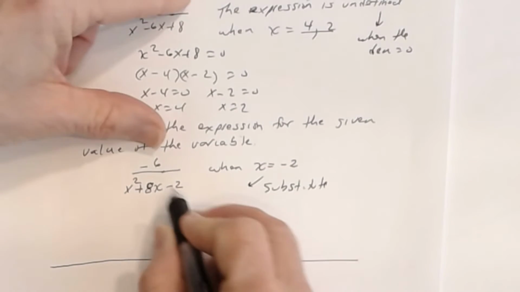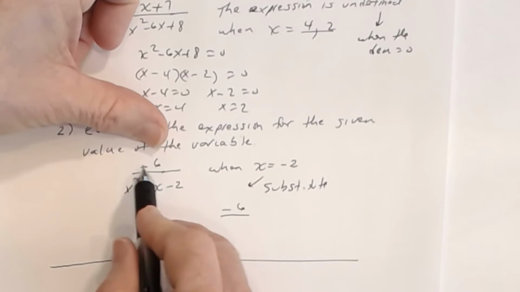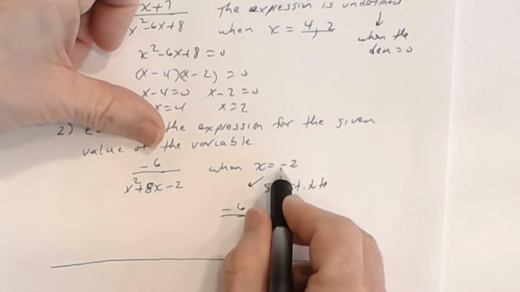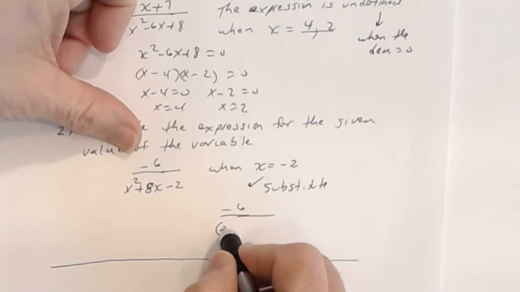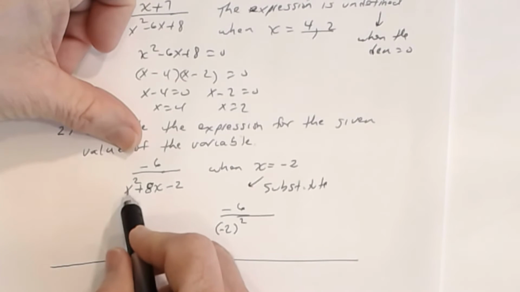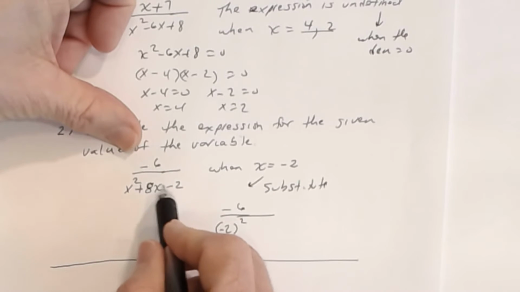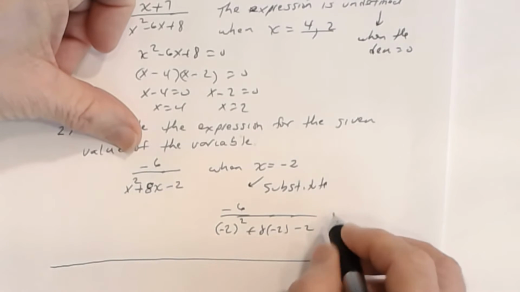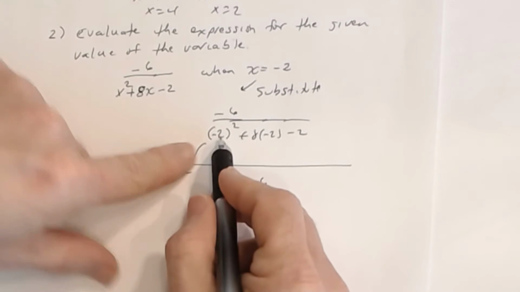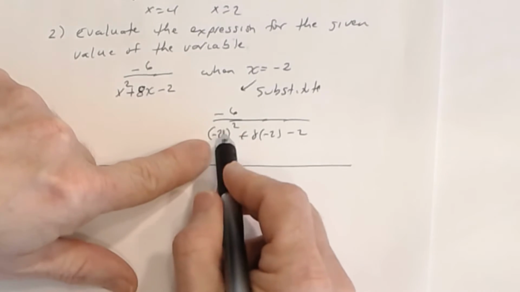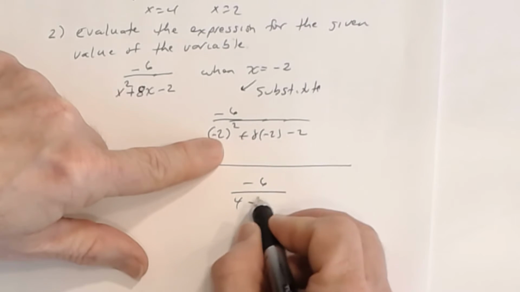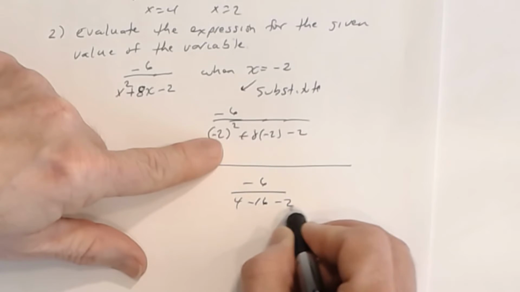And so you're going to say this. You're going to say negative 6. See, there's no variables in the numerator, so this stays negative 6. Divided by, now that's negative, right? So put that in parentheses. Negative 2 in parentheses squared plus 8 times negative 2, and then minus 2. And then notice what I get here. I get negative 6 divided by negative 2 times negative 2 is 4. 8 times a negative 2 is a negative 16 minus 2.